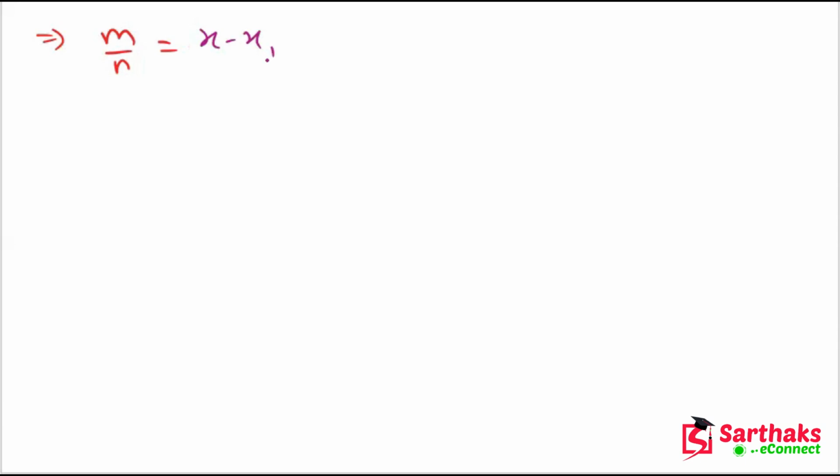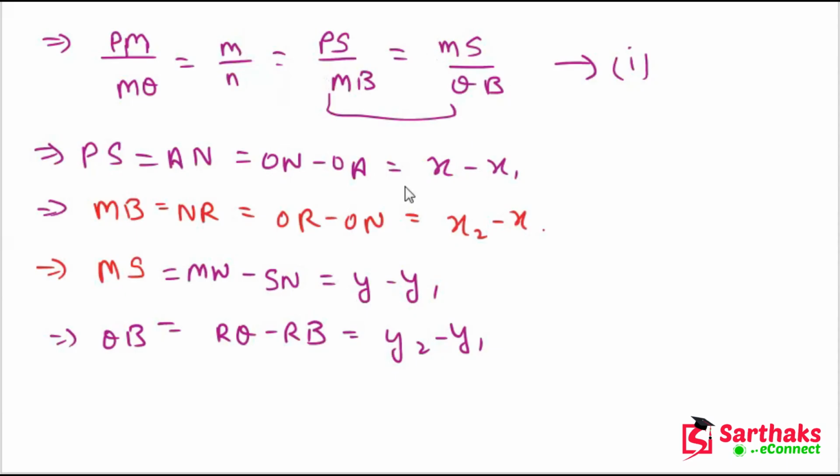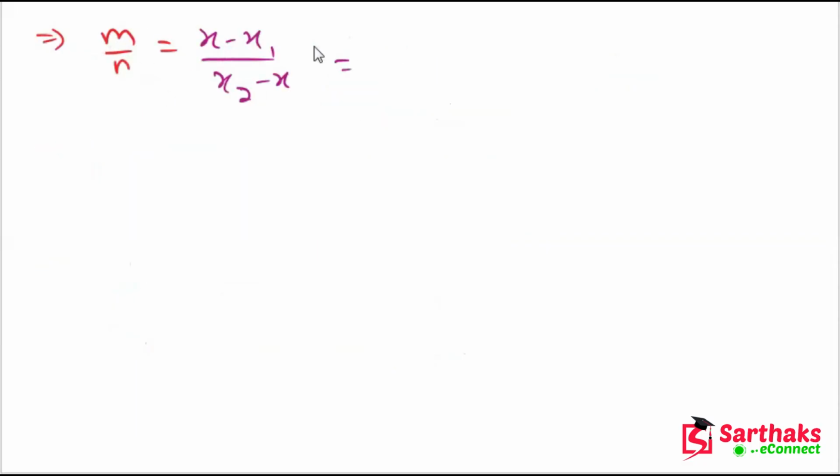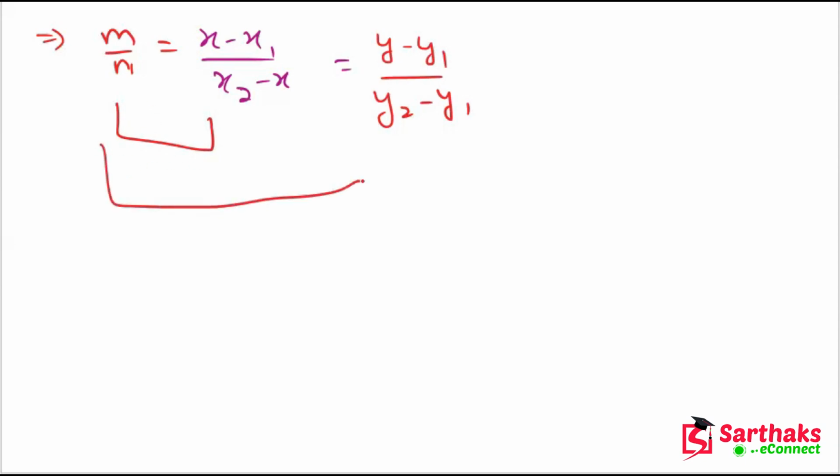(x − x1) divided by (x2 − x) is equal to (y − y1) divided by (y2 − y1). We can write it as (y − y1) upon (y2 − y1). Okay, so now we compare first these two terms and after that these two terms. So let's do that.